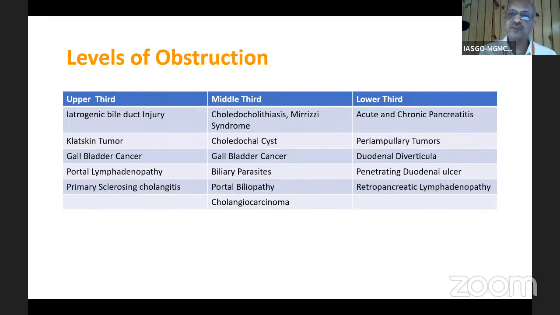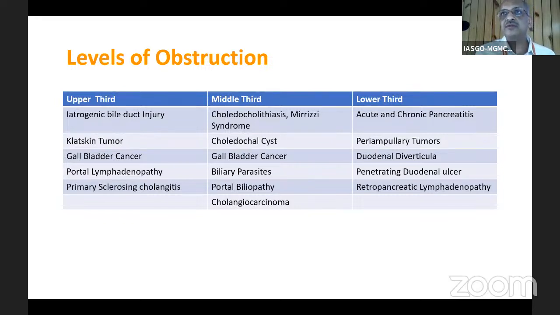And when we come to the lowermost part of the CBD, benign causes include acute pancreatitis. Usually a pseudocyst can cause transient jaundice. Chronic pancreatitis is more common. Then periampullary tumors, all the four types, whether it's ampullary or pancreatic or duodenal or the lower CBD cholangiocarcinoma. Then duodenal diverticula, less often seen.